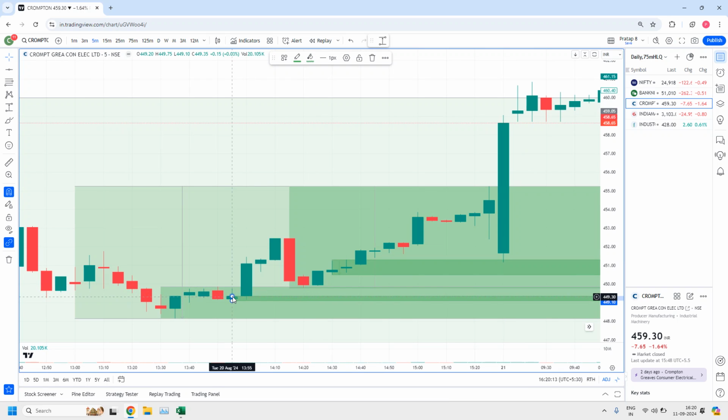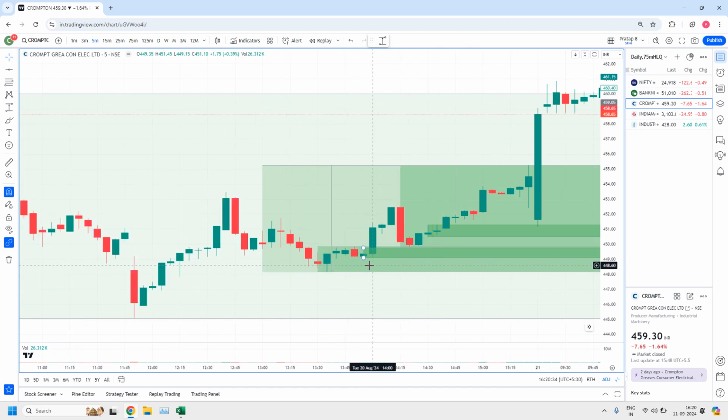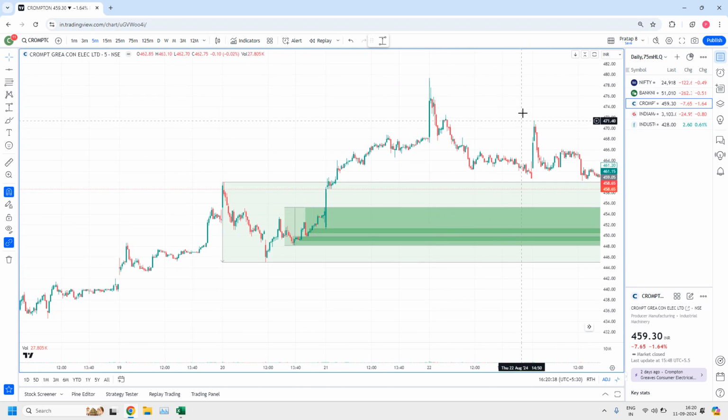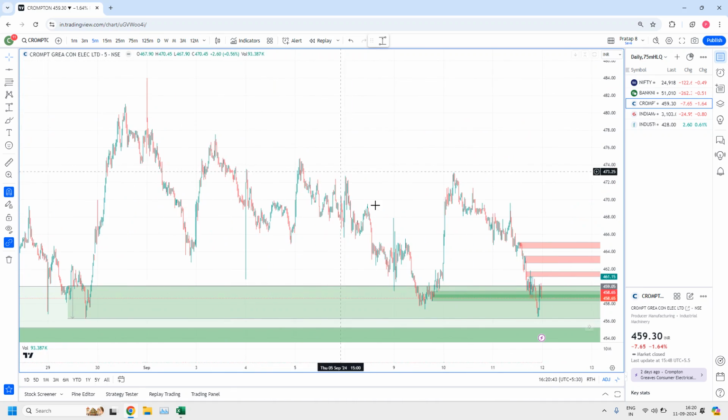If you want to draw wick to wick, it will be like this. If you draw wick to wick, this is already picked up the orders from this zone. That means this entire 15-minute zone is created by picking the orders from this 5-minute zone. Probably if that is the case, this 5-minute zone is having a very strong order flow. And apart from that, we have one more zone here.